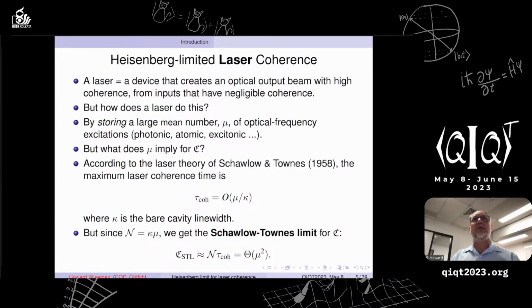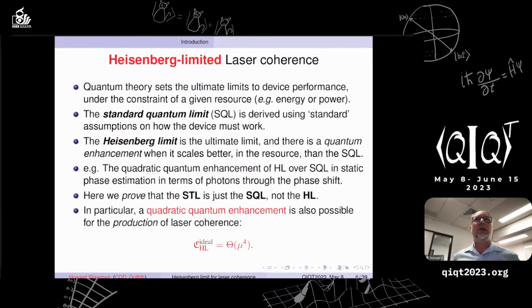Right. So we've covered coherence, we've covered lasers, and now moving on to Heisenberg limited. In general, forgetting about lasers or coherence, what we're talking about with quantum limits is the idea that we have a device that has a task to perform, and quantum theory sets out limits on how well that task can be performed, depending on the resources available to that device, for example the energy or the power that it has. A standard quantum limit is a limit of this sort that's derived making standard, in inverted commas, assumptions about how the device must work. That's opposed to a Heisenberg limit, which really just means the ultimate limit. For historical reasons, it's called a Heisenberg limit. It's the ultimate limit that quantum mechanics allows, and we say that there's a quantum enhancement when the Heisenberg limit scales better in the resource than the standard quantum limit.